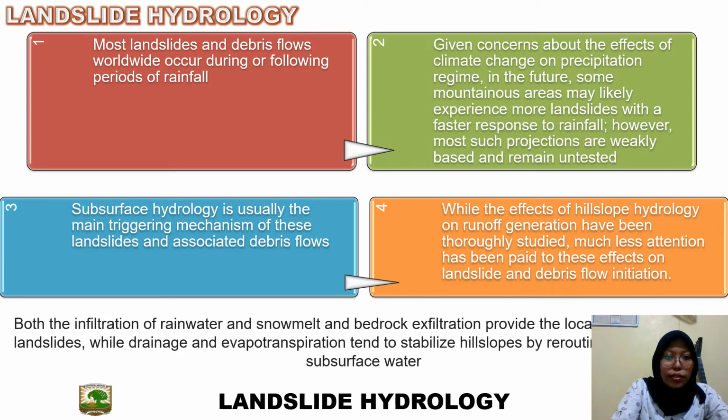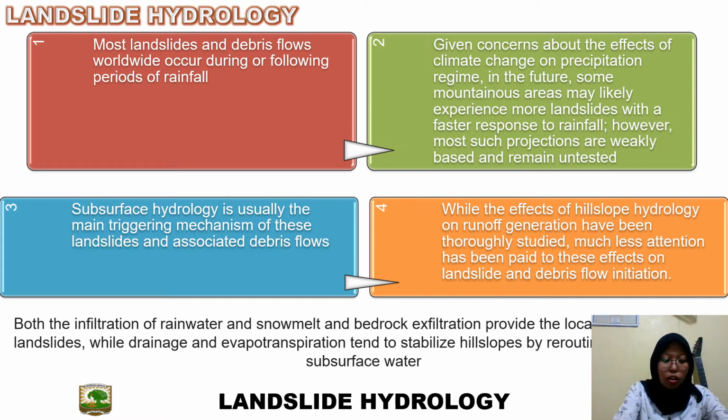Third, subsurface hydrology is usually the main triggering mechanism of these landslides and associated debris flows. And fourth, while the effects of hill slope hydrology and runoff generation have been thoroughly studied, much less attention has been paid to these effects on landslide and debris flow initiation. Recent syntheses demonstrate that it is no longer appropriate to view the subsurface as a static media which facilitates the transit of subsurface water; rather, a variety of factors affecting the dynamics of subsurface hydrology need to be considered.